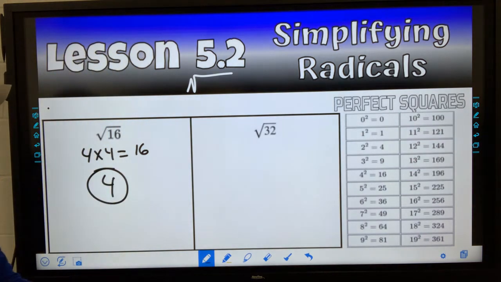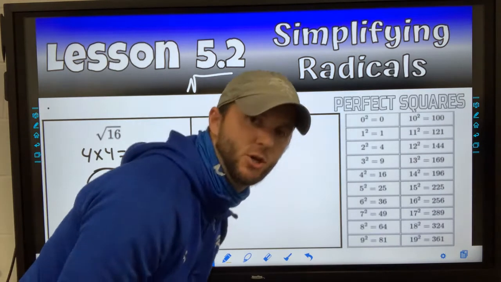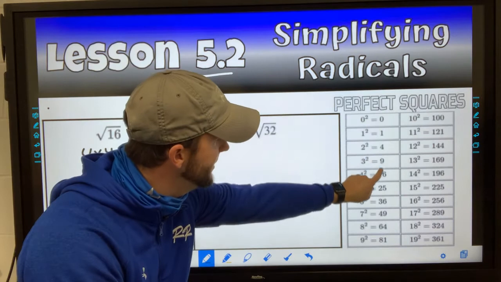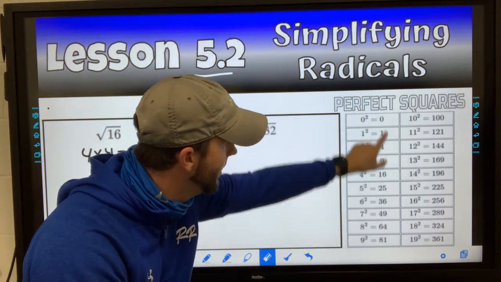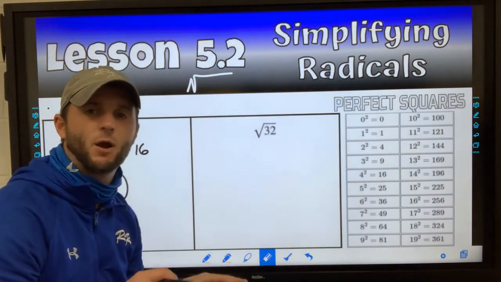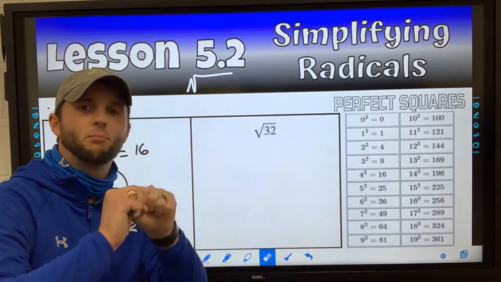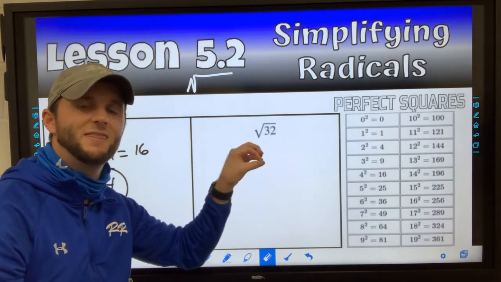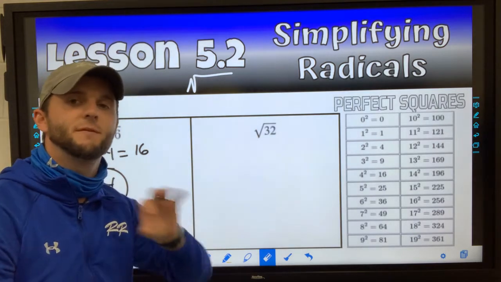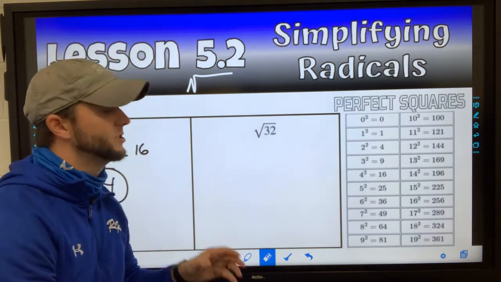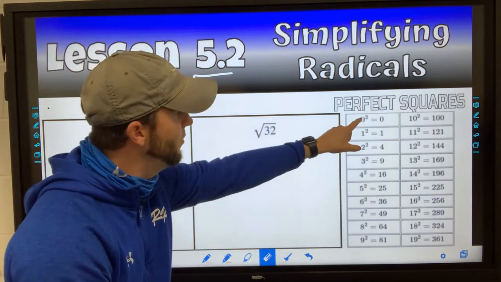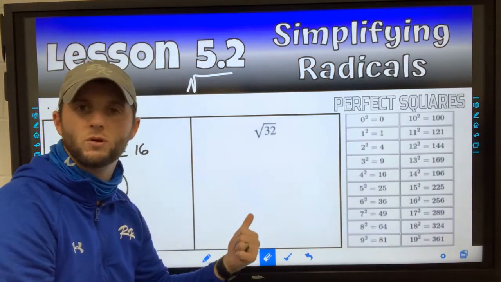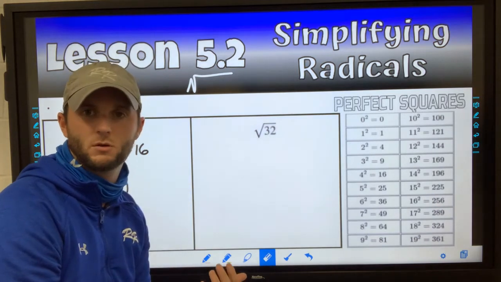All right, so here we go. Now let's look at the square root of 32. If you look over here, I do not see the number 32 anywhere. So that means 32 is not a perfect square. But what I can do is break it up into 2 different radicals to try and find a perfect square within that 32, and then I can simplify it further to help me out, okay? So I'm going to find out which one of these perfect squares can divide into 32.